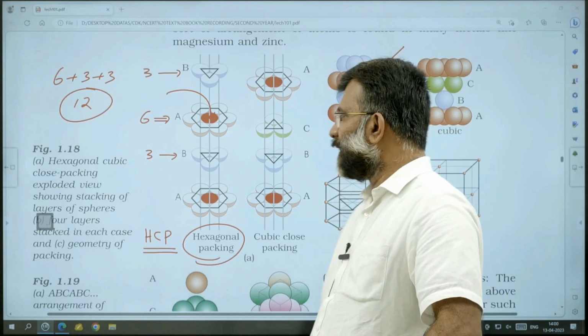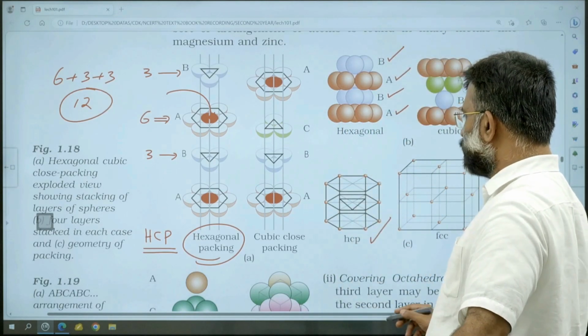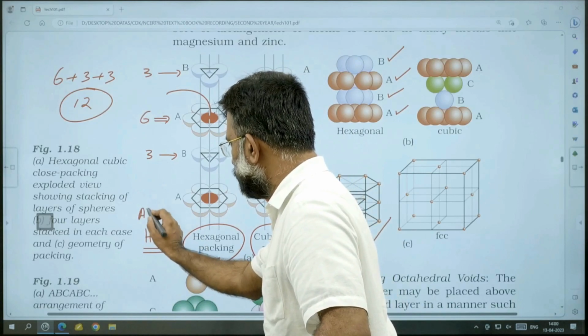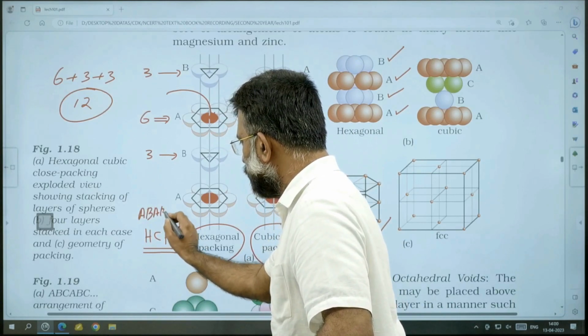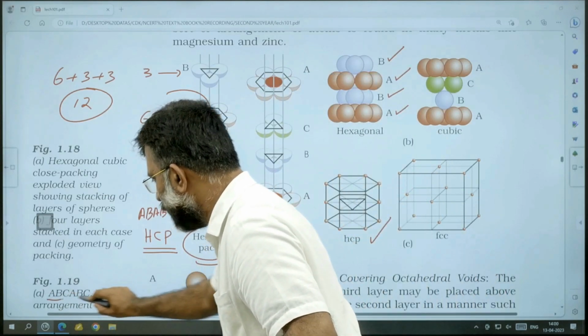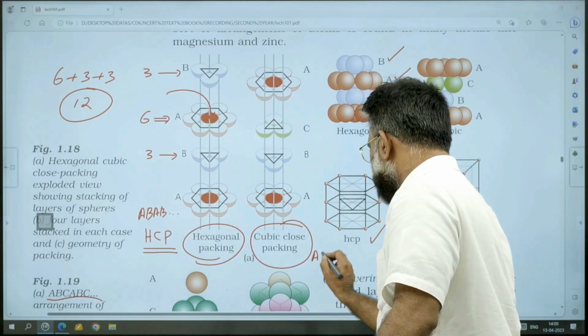Right? And now another arrangement is the cubic close packed arrangement. This is the AB recurring pattern. This is called the ABC pattern.